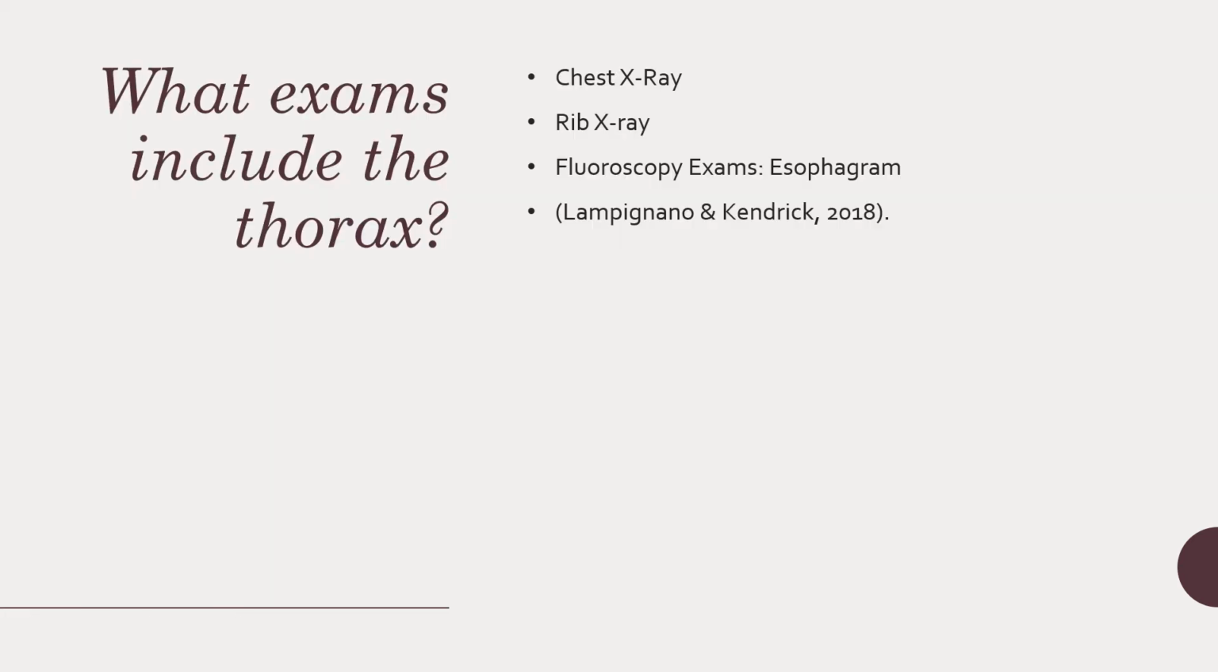So these are just some of the exams that we can perform to see the thoracic cavity. Chest x-ray would be your best one to see the thoracic cavity due to the fact that you see pretty much every organ that I've talked about. Next up would be your rib x-ray. It mainly focuses on trauma to the ribs, any fractures that might be there, things like that. Lastly, we have our fluoroscopy exams, which is a live x-ray. One of the exams I can think of would be an esophagram, where the patient will swallow contrast, and we take pictures to see if there's any pathology, any abnormalities and things like that.